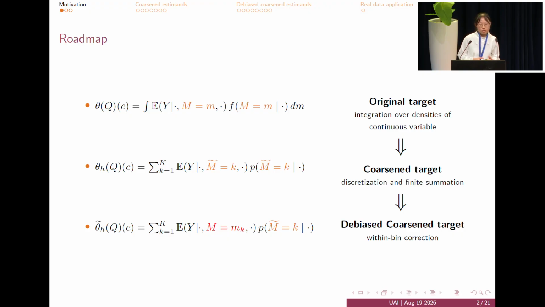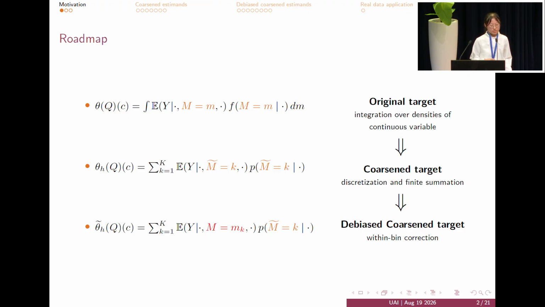In causal inference, people often work on important functionals involving the integration over the density of a continuous variable. We call this the original target. It takes the form like this, theta q. But estimating density is hard. Even though statisticians have developed a lot of fancy methods, in practice, researchers in applied work often take the simple way. They directly discretize the continuous variable into categories and use a finite summation. We call this the coarsened causal target. It takes the form like theta h.